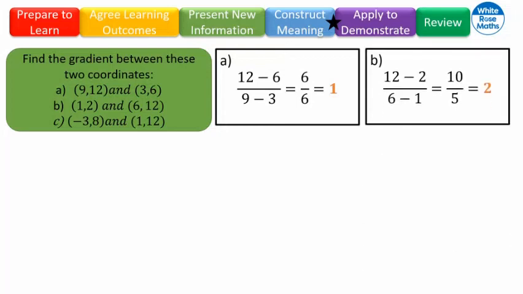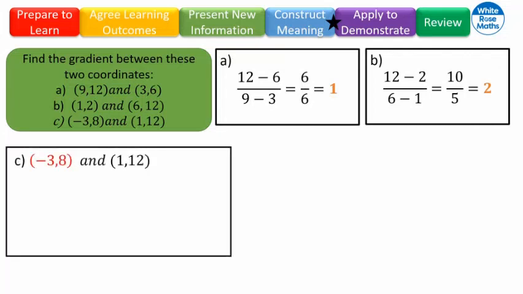For b, we do the same. We could do 12 minus 2 is 10. 6 minus 1 is 5. And therefore 10 over 5 equals 2. And therefore the gradient is 2.